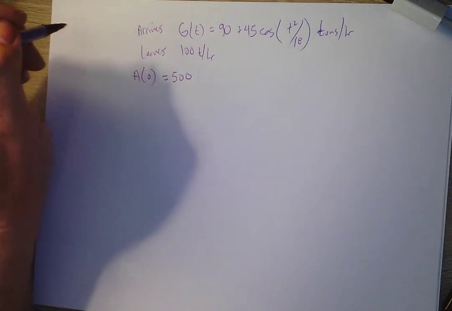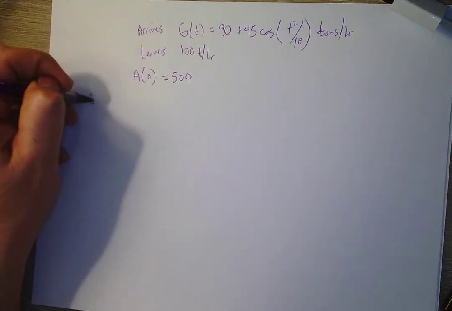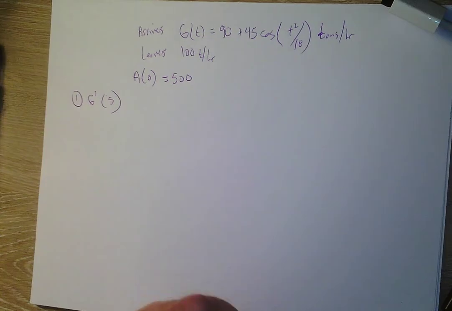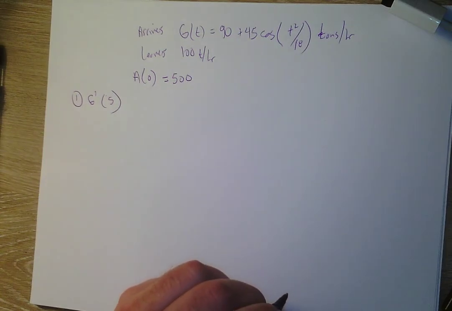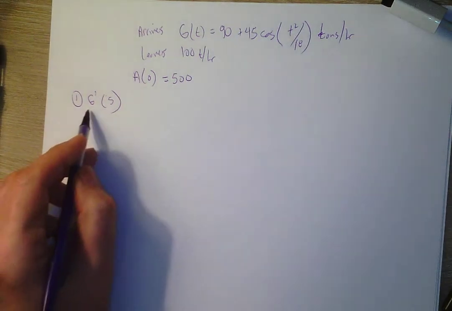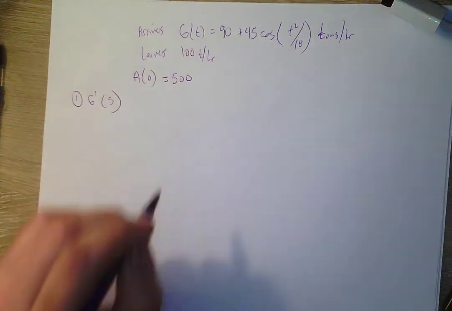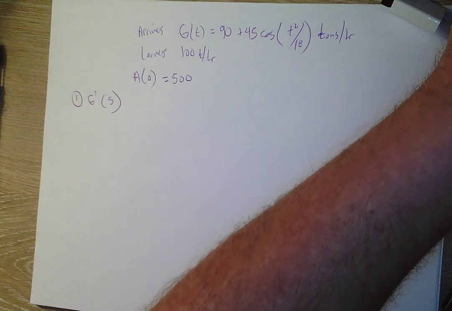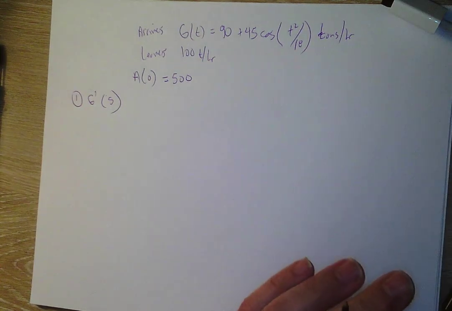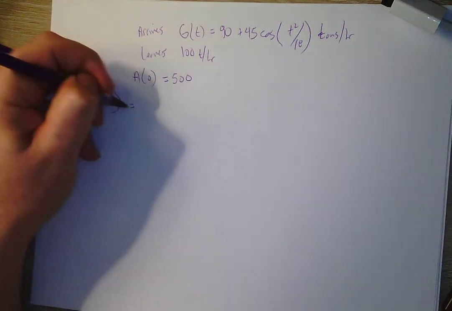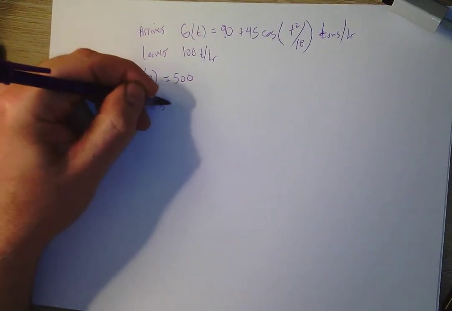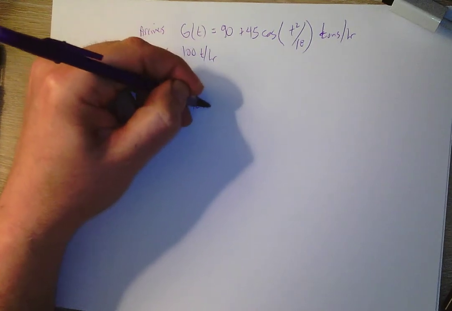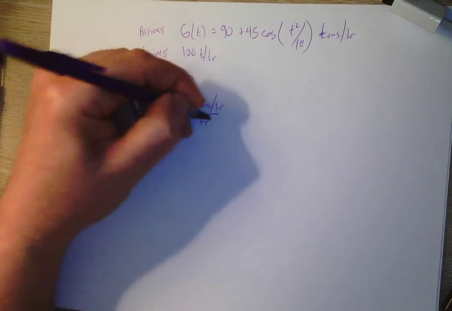All right, let's take a look at these questions. Find G prime of 5. That's pretty straightforward. I'm just going to do that on my calculator. All I'm going to do is write G prime of 5, and then write the answer. I'm not going to try and take the derivative by hand. I'm just going to show negative 24.588, and I'm going to give the units as tons per hour per hour.